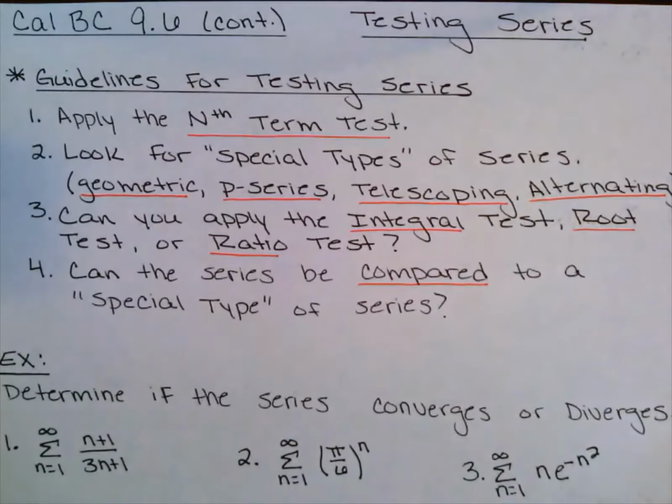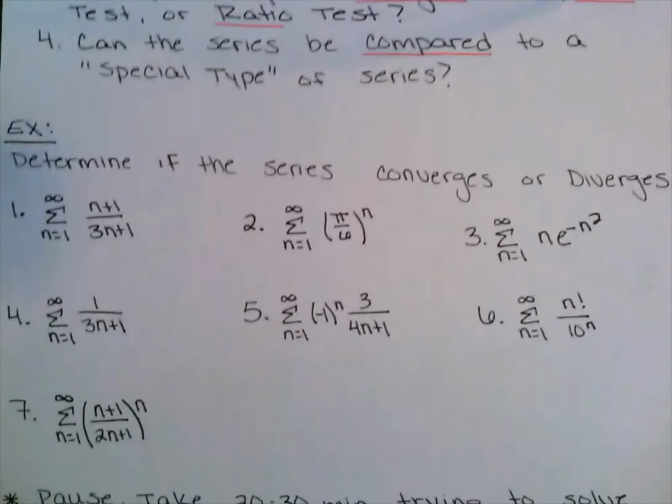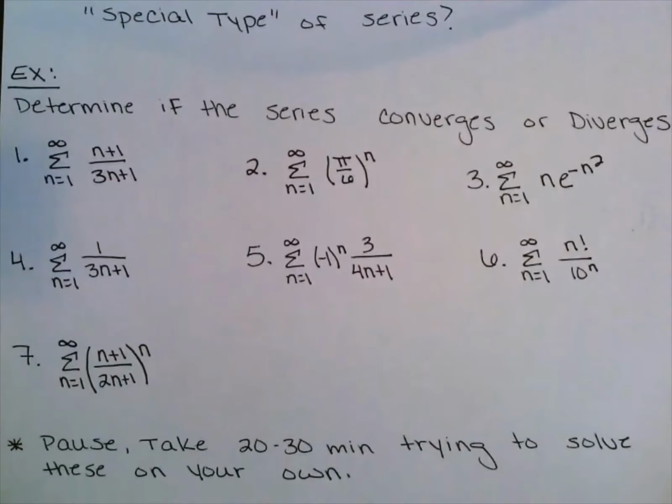So now I'm going to show you 7 questions, okay? For these 7 questions, this is what it feels like on a test or on an AP. It just says determine if the series converges or diverges, and there is no clue as to which test to use, okay? So I want you to take a moment, pause this video, and with about 20 to 30 minutes, try to solve these 7 on your own. Then come back, press play, and check your work.